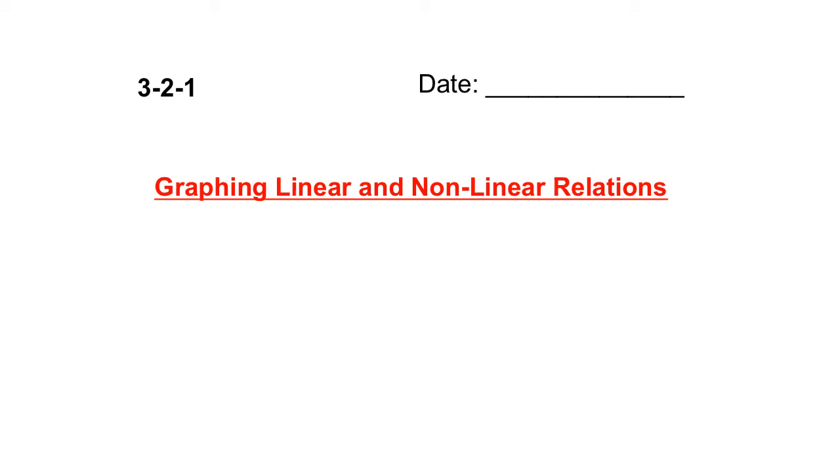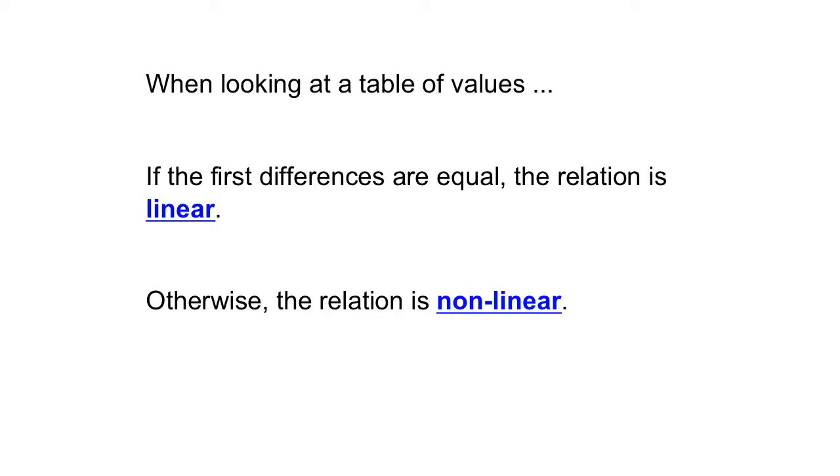This lesson covers graphing linear and nonlinear relations. And something to keep in mind when we're doing this is that when you're looking at a table of values, if the first differences are equal, that means the relation is linear. Otherwise, the relationship is nonlinear.